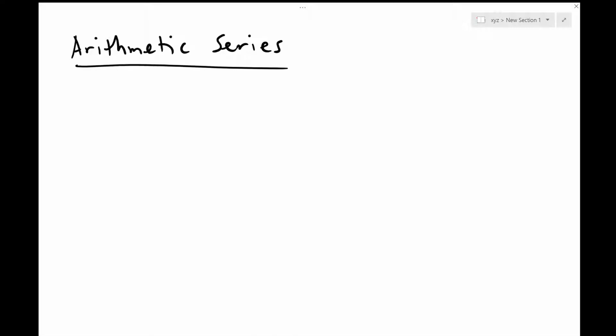Again, a series is just the sum of the terms in a sequence, and so if we're talking about an arithmetic series, we're talking about summing the terms in an arithmetic sequence. So to understand how we would find such a sum, let's start with an arithmetic sequence. And we'll do just a very basic one here.